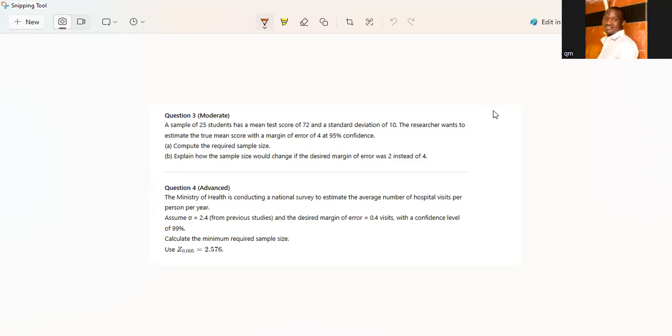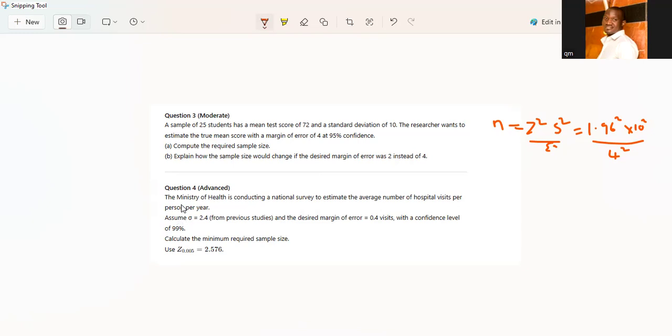So here what formula do we use? Not the proportion formula, but Z squared sigma squared over E squared. What is our Z at 5%? That's 1.96, right? What is our standard deviation? It's 10. Sometimes we're given the variance, 100; you square root it, then you square it, or you put it as it is, because standard deviation squared is the variance. Then our error is what? 4. You calculate the sample size. Then part B, if we change the 4 to 2, what will be the effect on sample size?